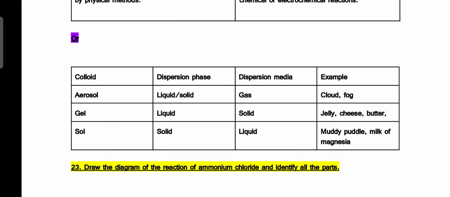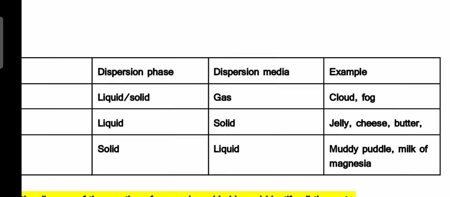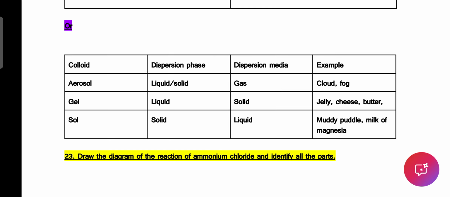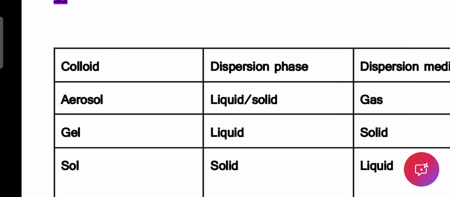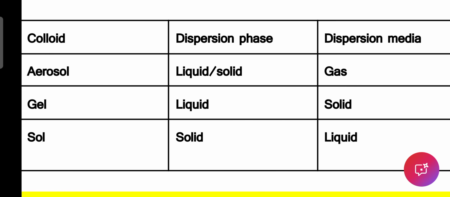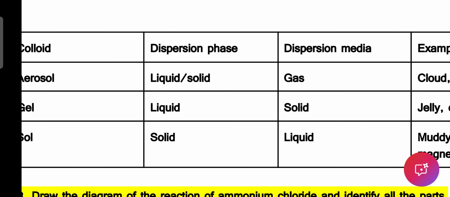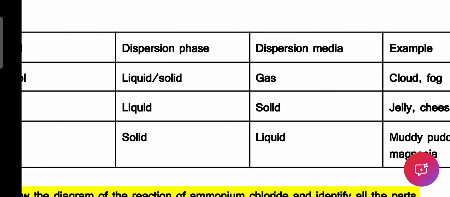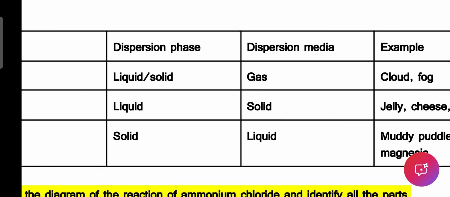Let us move to the next question, which asks: write the dispersed phase, dispersion medium, and the examples for each of the types of colloids given. The types are aerosol, gel and sol. Aerosol is a type of colloid in which the gas is the medium and liquid or solid is dispersed in it. The examples are cloud and fog.